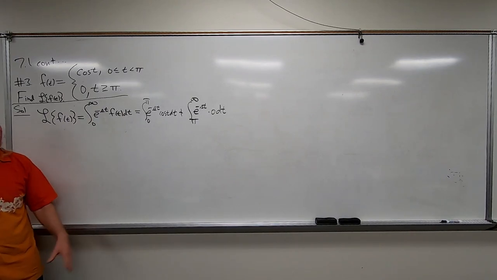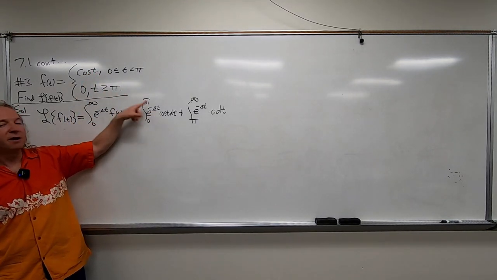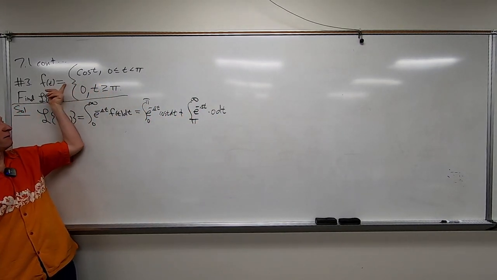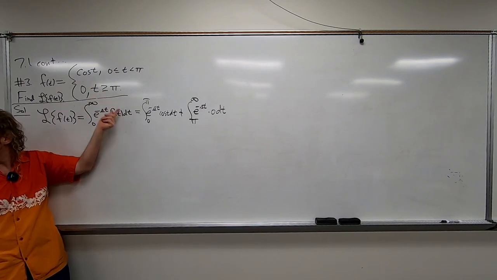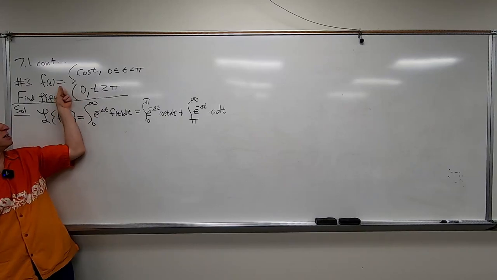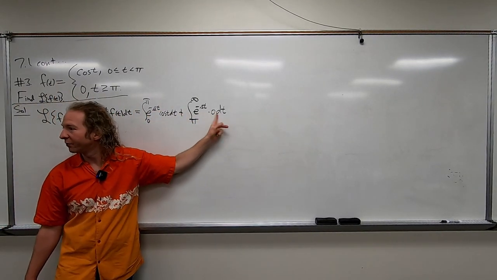Any questions on the steps? So we're just applying the definition. From 0 to pi, it's cosine. From pi to infinity, it's 0. So from 0 to pi, f of t is cosine, so we replace that with cosine. And from pi to infinity, f of t is 0, so we replace f of t with 0. That's how we got the 0 there.